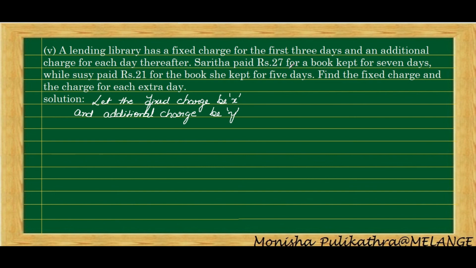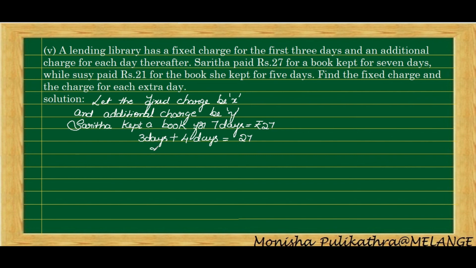Sarita paid rupees 27 for a book kept for 7 days. So she kept a book for 7 days for rupees 27. In 7 days, 3 days is fixed charge plus 4 days is additional charge. So altogether she paid 27.